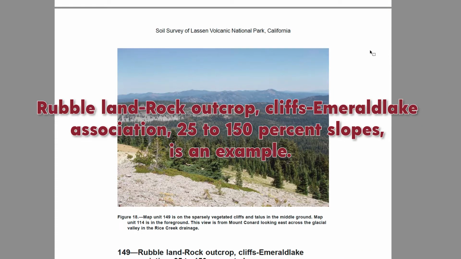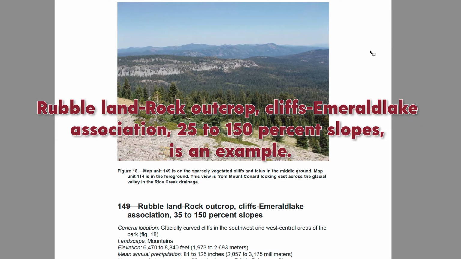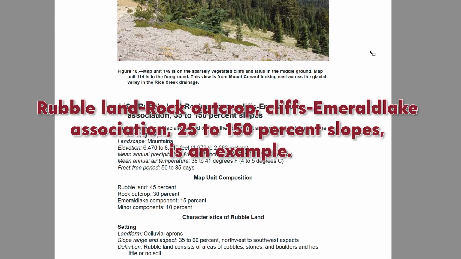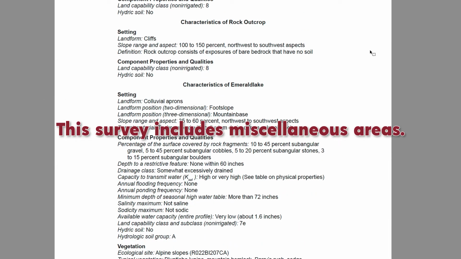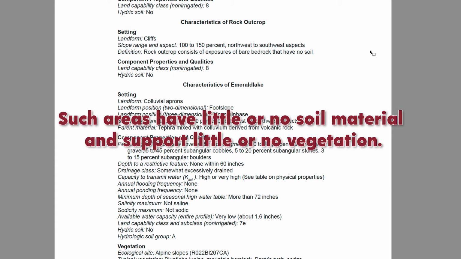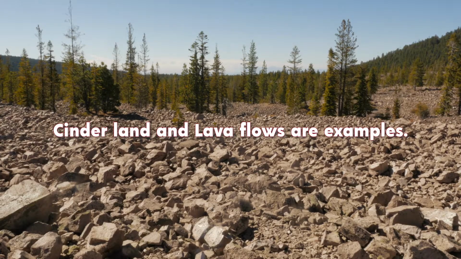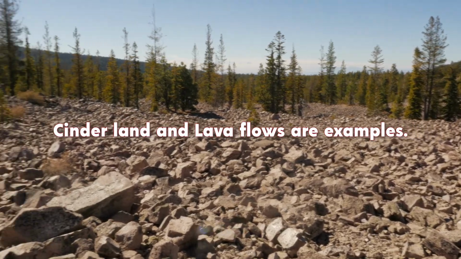Rubble land rock outcrop cliffs Emerald Lake Association, 25 to 150% slopes is an example. This survey includes miscellaneous areas. Such areas have little to no soil material and support little or no vegetation. Cinderland and lava flows are examples.